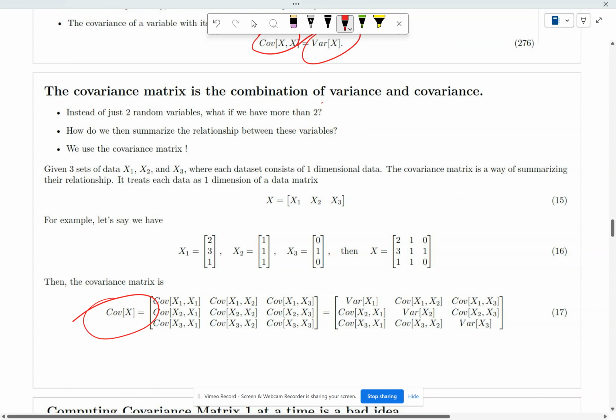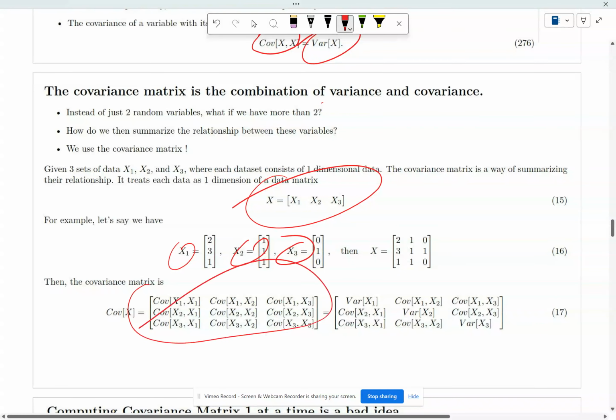Well, the covariance matrix finds the covariance between x1 and x1, x1 and x2, x1 and x3. So you're essentially finding the covariance of every combination of x1, x2, x3. Now you have x2 and x1, x2 and x2, x2 and x3. So you're finding the covariance. Right now you have three variables, therefore you get a 3 by 3.